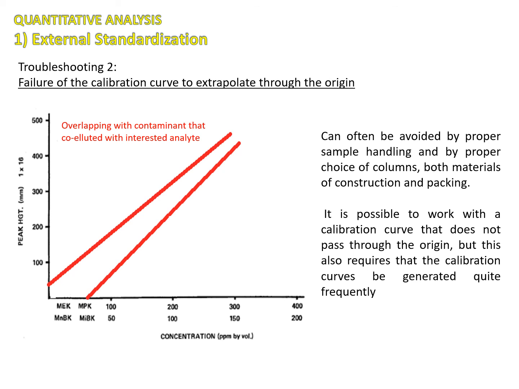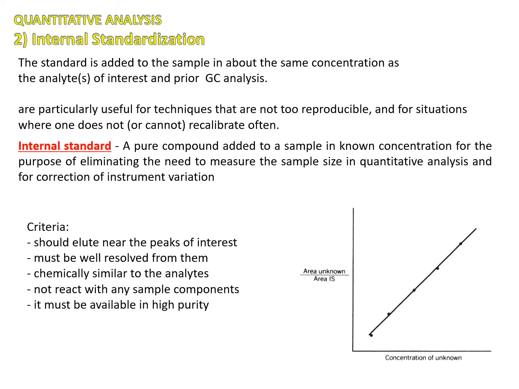And it is possible to work with a calibration curve that does not pass through the origin, but it also requires that calibration curves can be generated quite frequently. So usually, class, we have to run the calibration curve before each run so that we can double confirm that our instrument is working properly. Okay, so that is one thing, class. Now let's move on to internal standardization.